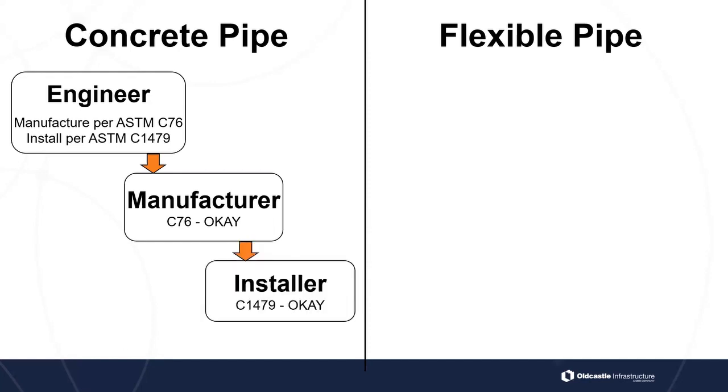The installer is going to say, fine, ASTM C1479, perfect. You've got the trench detail. You've got all the bedding types and materials and things that we want to use. Great.